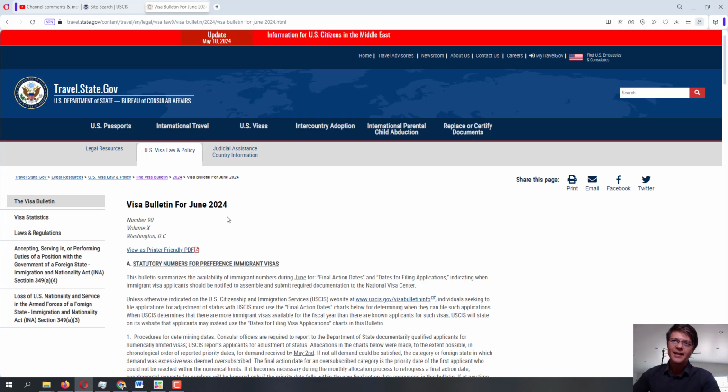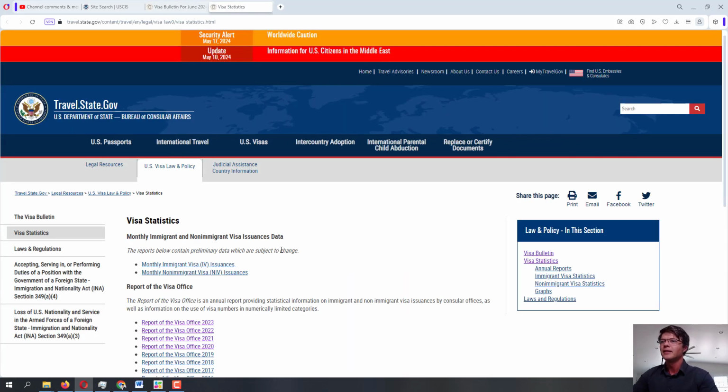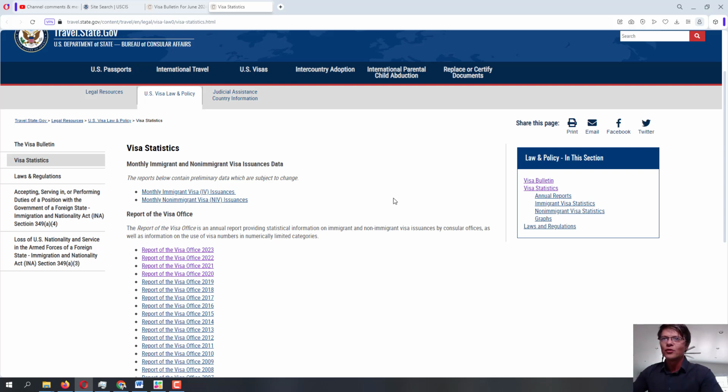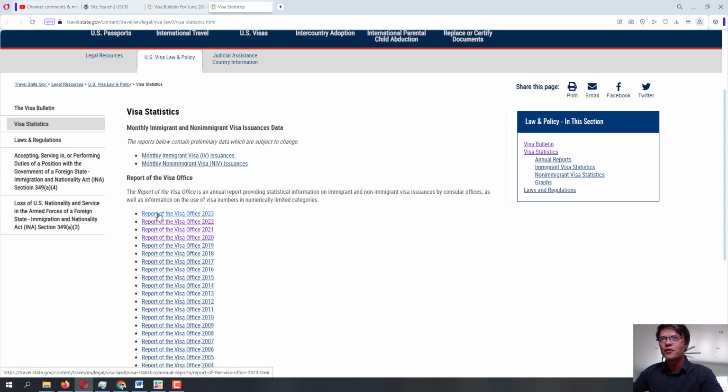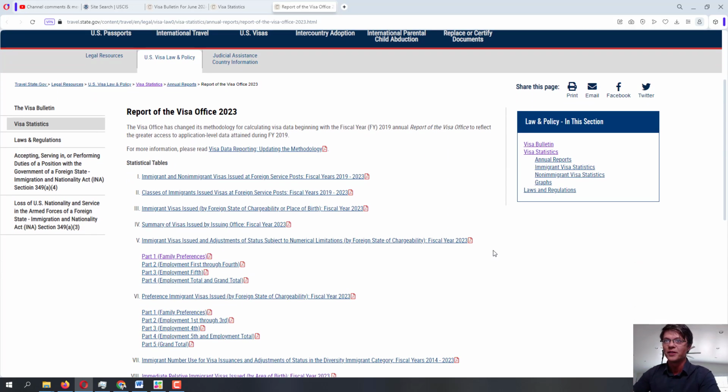And you can find it on the left side right here under visa statistics. So I'm going to open that up, and if I can find it myself, I will give you the link so you don't have to go through all of this. Let's see, report for Visa Office 2023. That would be the most recent one. Obviously, they don't have anything for 2024 yet.